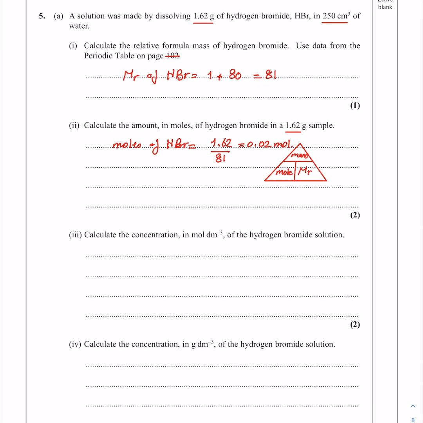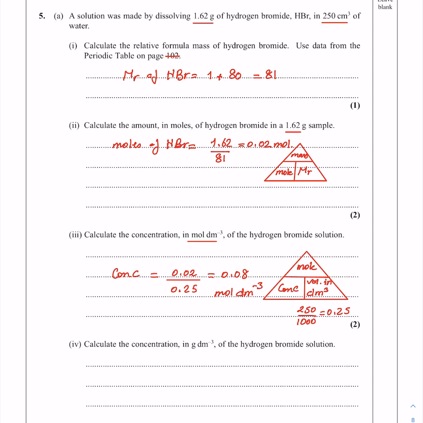Triple I. Calculate the concentration in mole per cubic decimeter of hydrogen bromide solution. The law for concentration says that concentration is equal to moles over volume in cubic decimeter. So the concentration of hydrogen bromide solution is equal to moles, which is 0.02, over volume. The volume given is 250 cubic centimeter, so we must divide by 1000, which means 0.25 cubic decimeter. So here the answer is 0.08 mole per cubic decimeter, which is mol dm^-3.